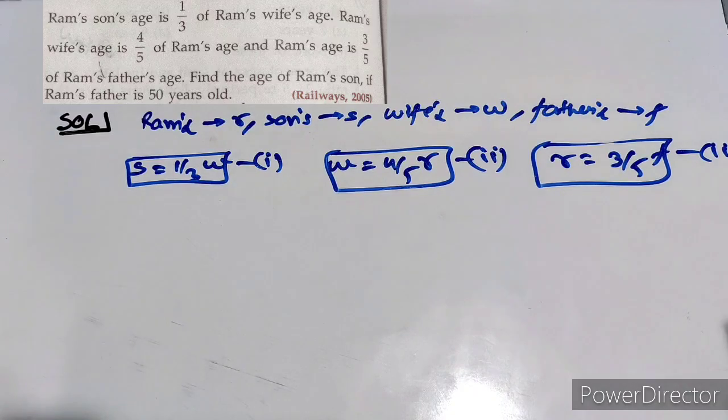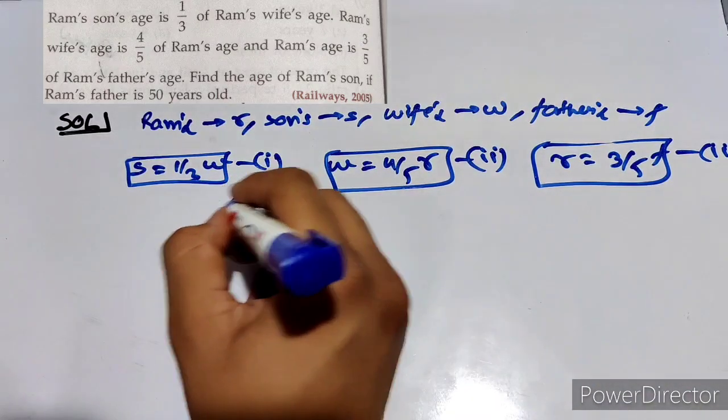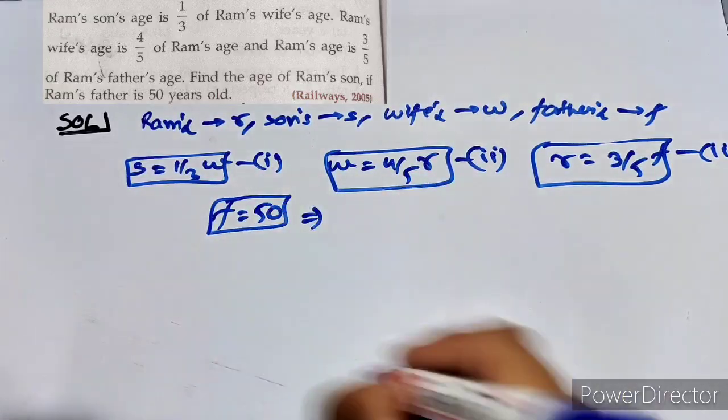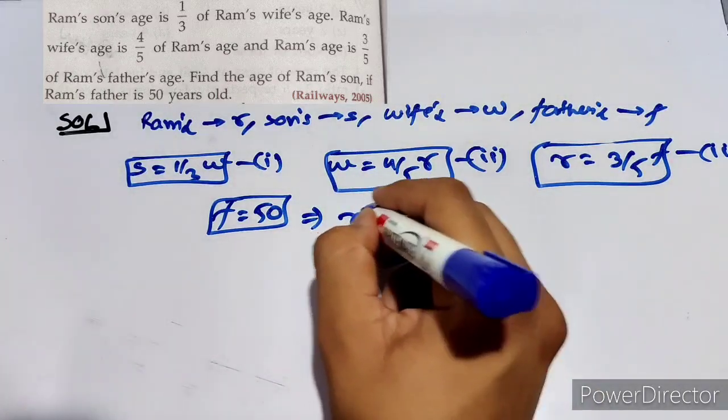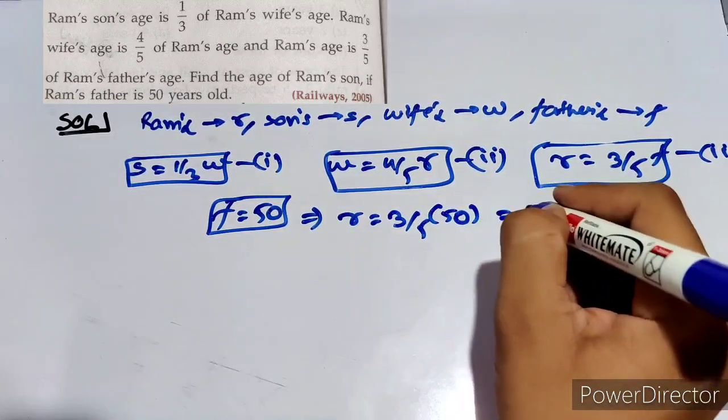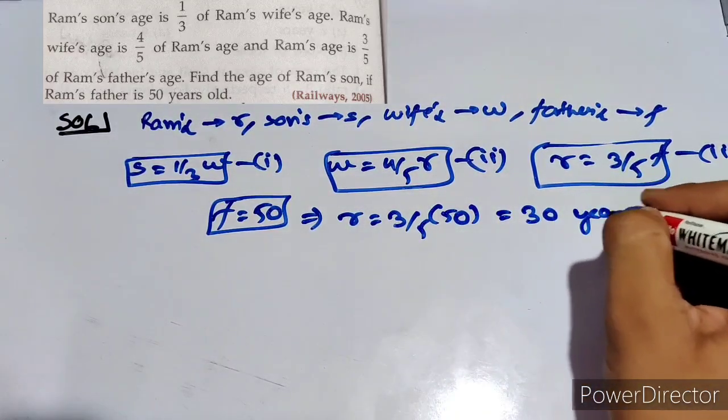And find the age of Ram's son if Ram's father is 50 years old. So we are given one variable, f equals 50. This will give us, when we substitute f into the third equation, r equals 3/5 of 50, which is 30 years. So we now got Ram's age.